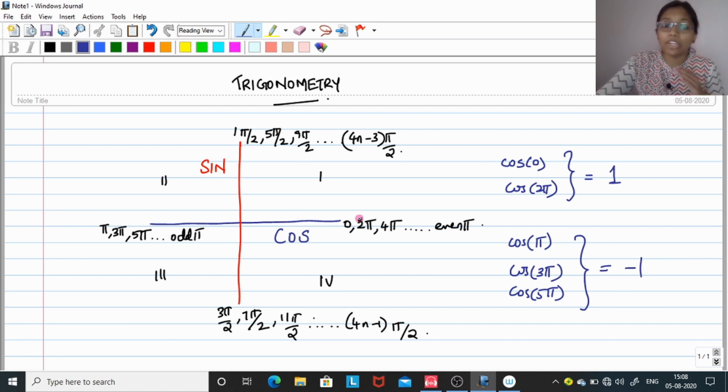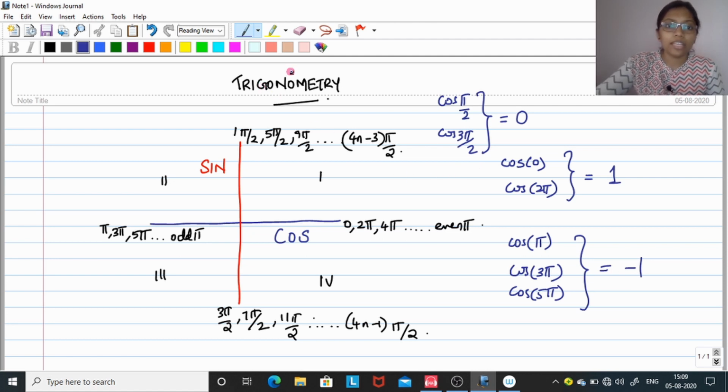But cos will have a 0 value for the angles taken from the red line, which means these angles come under the red line, isn't it? So cos pi by 2 or cos 3 pi by 2 from the lower side, any angle you take from the red line, cos will have value as 0.